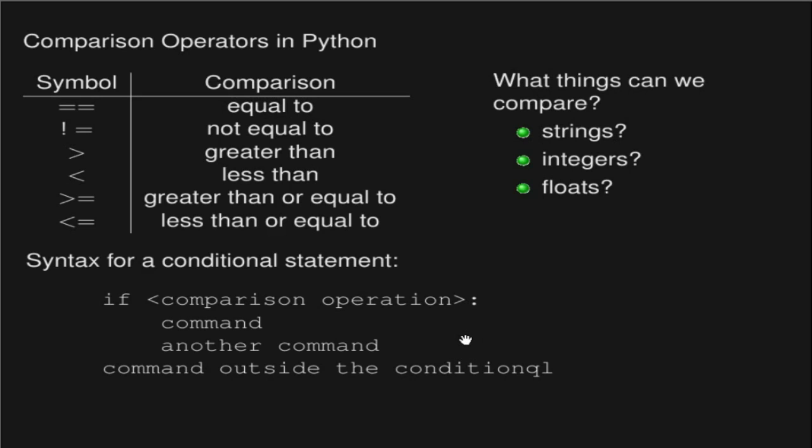Syntax is a lot the same. And so we have if whatever thing is true in here, then we'll execute this command, then we'll execute another command, and then we'll leave the if. If we were in a situation where this comparison operation were not true, then we would skip this command, skip another command, and go to the command immediately outside of the conditional.